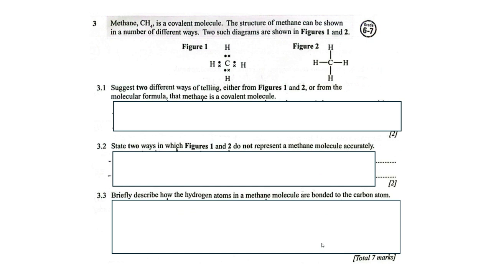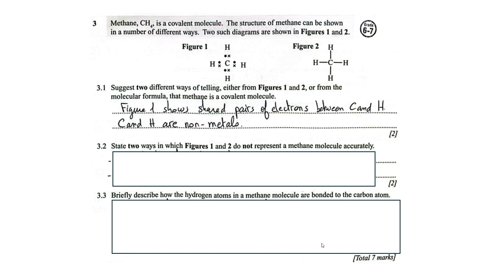Methane, CH4, is a covalent molecule. The structure of methane can be shown in a number of different ways. 2 such diagrams are shown in figure 1 and 2. So the first one is a dot and cross, and figure 2 is called the displayed formula. Suggest 2 different ways of telling, either from 1 and 2 or from the molecular formula, that methane is a covalent molecule. You can see that there is a shared pair of electrons between carbon and each atom of hydrogen. And also C and H, or carbon and hydrogen, are both non-metals, forming covalent bonds.